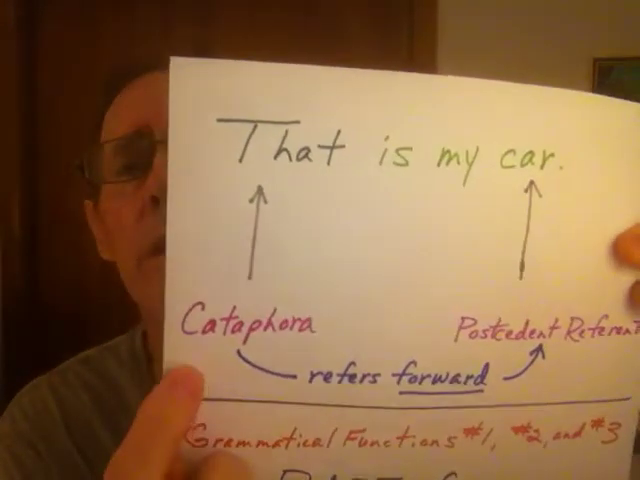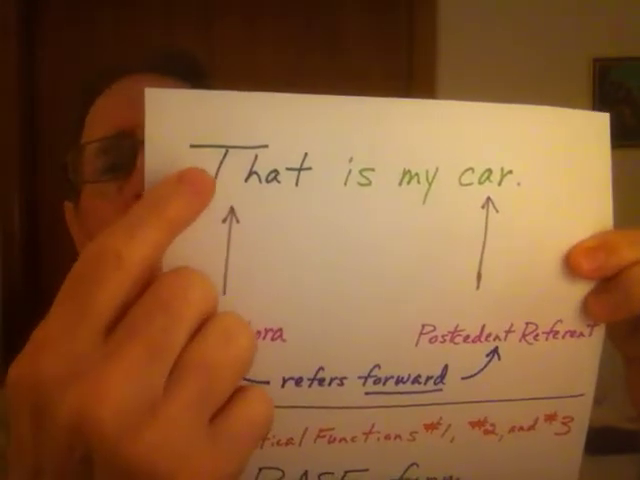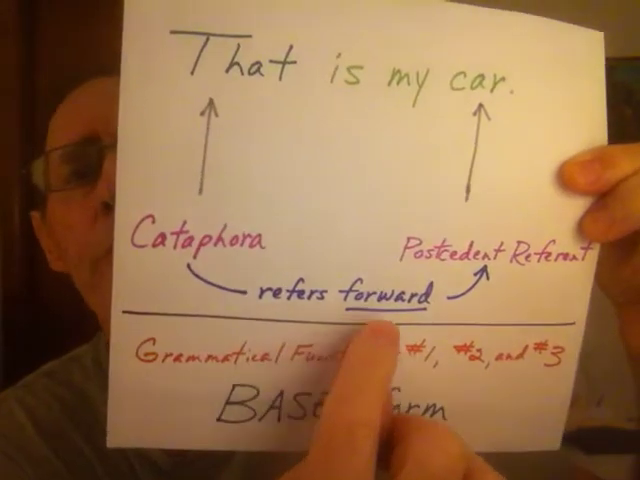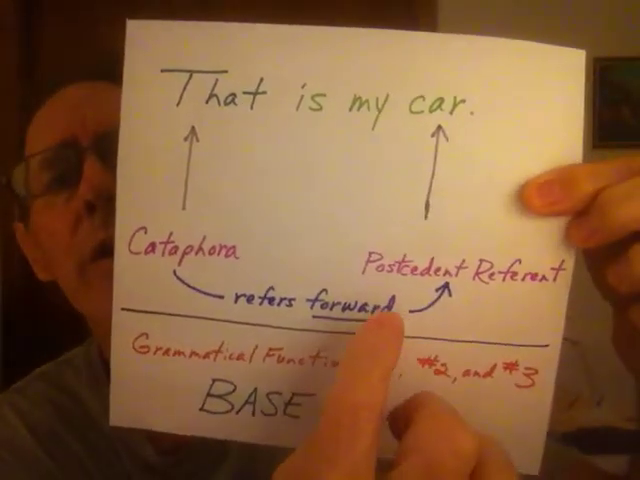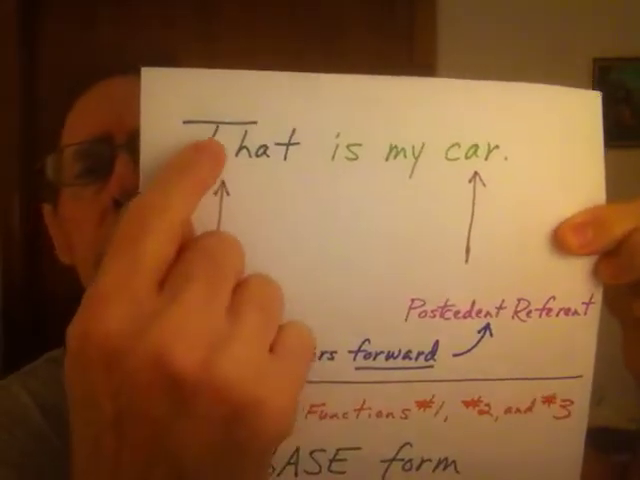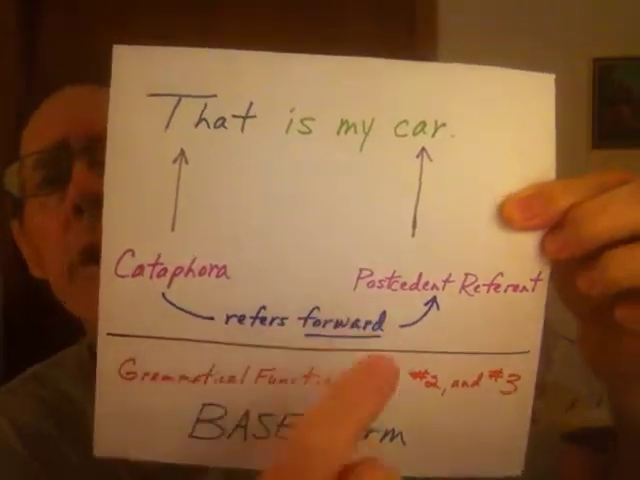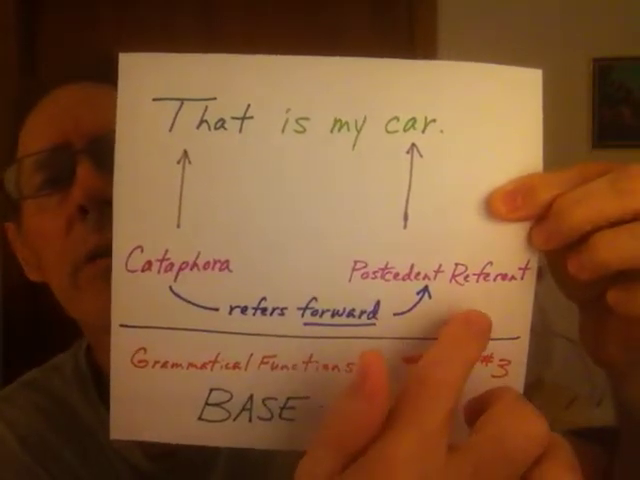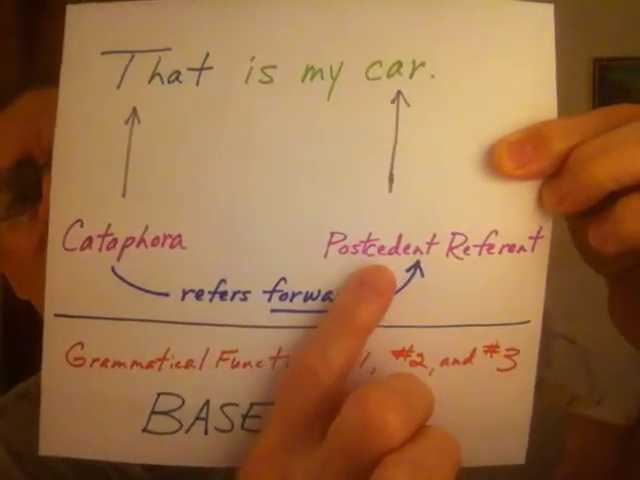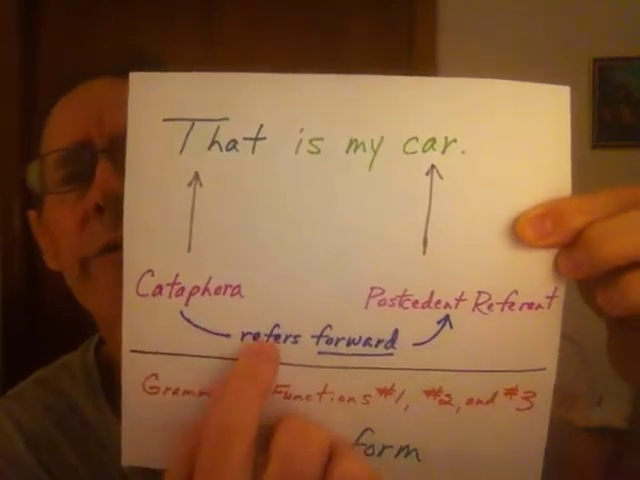So the cataphora is the word that. And the word that, the cataphora, okay, refers forward to your postcedent referent, the word car, all right? The word that is a cataphora. It refers forward, all right, to your postcedent referent car. Now, postcedent, all right, means it comes after. It comes after the cataphora, you see?